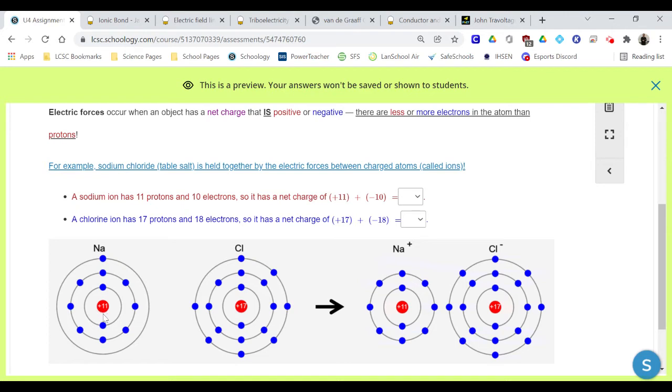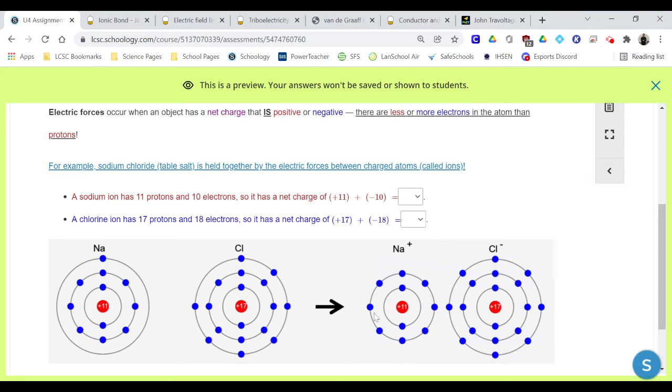So that's saying we have 11 positively charged protons, each with an elementary charge of +1. All these have a charge of +1 also. They have 17 of them. And these blue guys on the outside are the negatively charged electrons. So a sodium atom has 11 protons and 11 electrons.